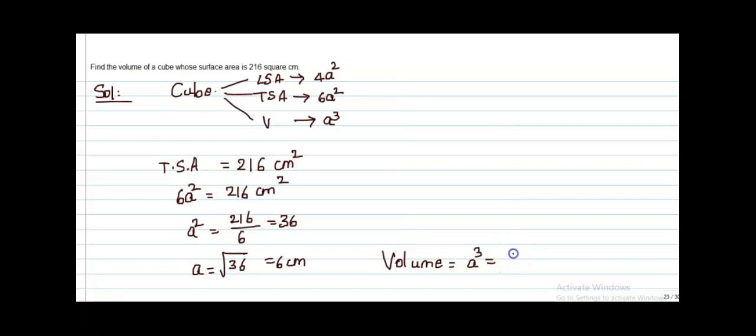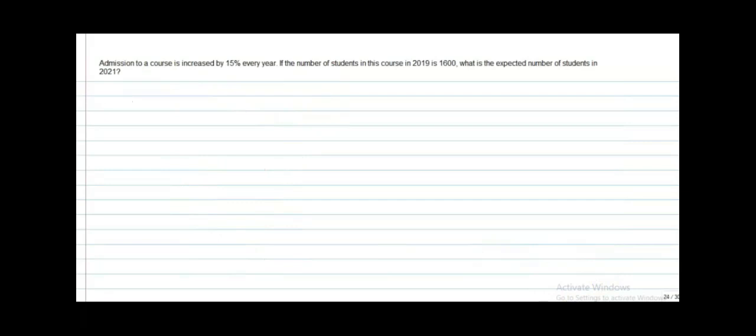So it's going to be 6 cube, or 6 into 6 into 6, which is 216 centimeter cube. Values of total surface area and volume of this particular cube are the same numerically, but the units are entirely different and the quantities are different.